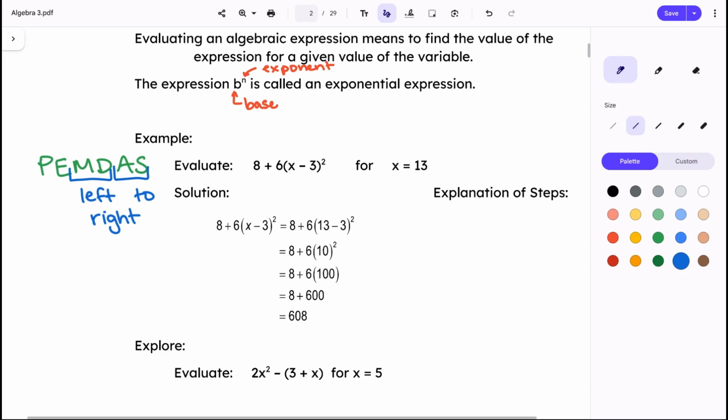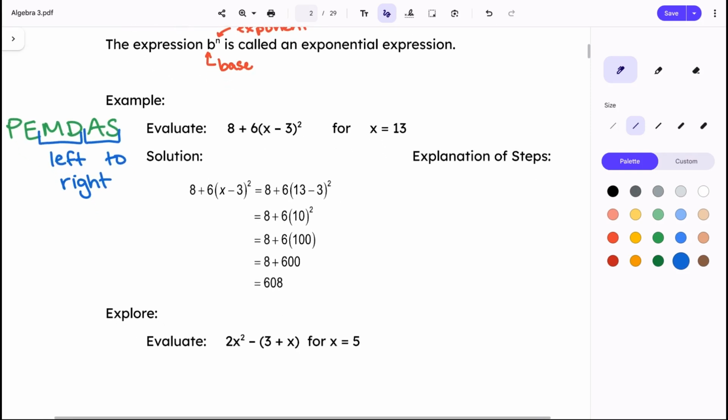All right, so we're going to do a problem here and we're going to evaluate it. So we're going to solve it, but we're also going to just give a quick explanation of what we're doing. So what operation did we use to help us simplify? So we started with 8 plus 6 times (x minus 3) squared, and we're trying to solve this when x is equal to 13. So the first thing that they did is they took this 13, and if you kind of follow the steps down here, they just plugged it in. So they put 13 in for the x, and now it's right there.